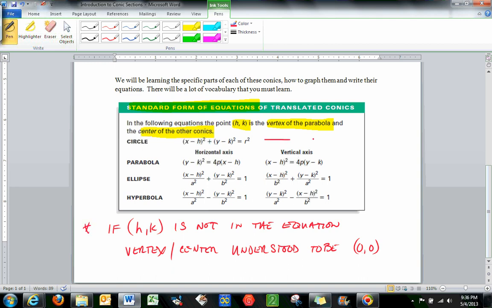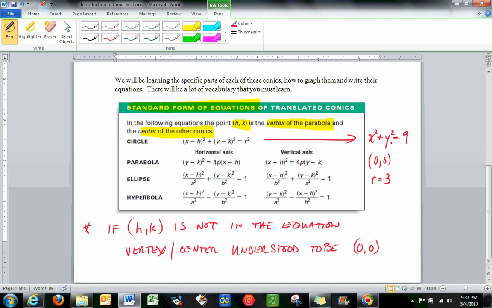So let's just take a look at the circle, for instance. If I had x squared plus y squared equals 9, well, that would be a circle with a center point of 0, 0 and a radius of 3. And so you can see that we're missing the h and the k in the equation, so that automatically tells me that the center point must be at 0, 0. So this is one of the main things that you need to understand about standard form equations and understanding how h and k is involved in each of the individual conic sections.